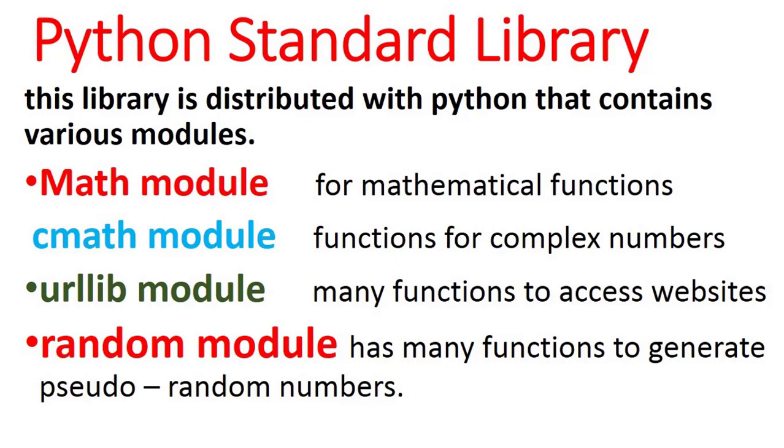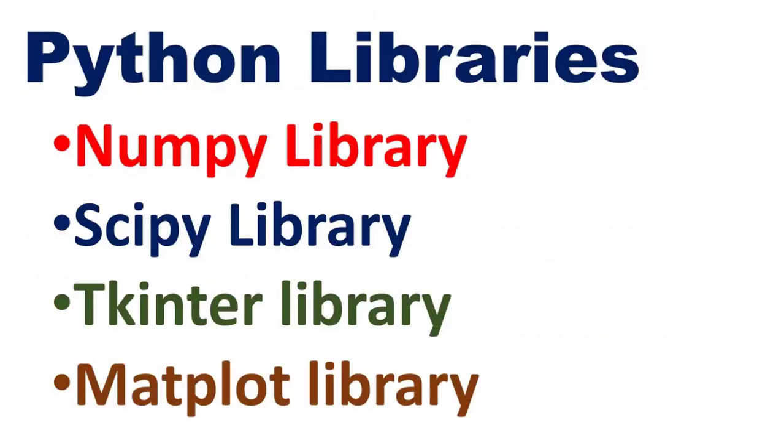Python standard library. This library is distributed with Python and contains various modules. Already means हमें already मिलती है. We need not install extra files for that. For the standard library, for example, math module for mathematical functions, cmath module for mathematical functions for complex numbers, urllib module with many functions to access websites using Python code, and more important, the random module has many functions to generate pseudo random numbers. So this is the Python standard library. Beyond that, there are the NumPy library, also the SciPy library.